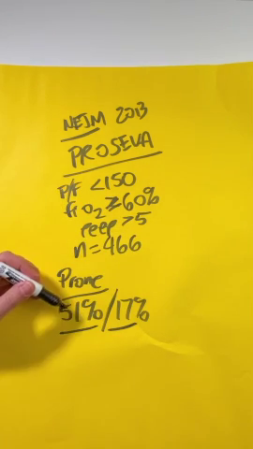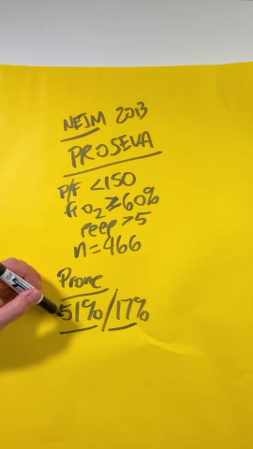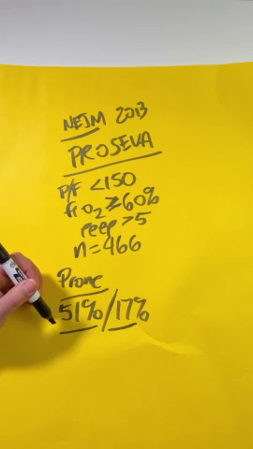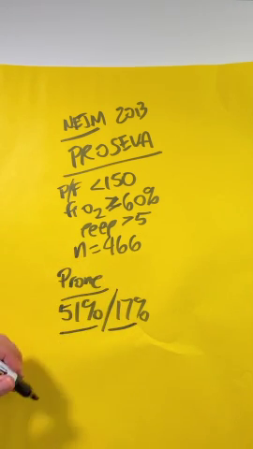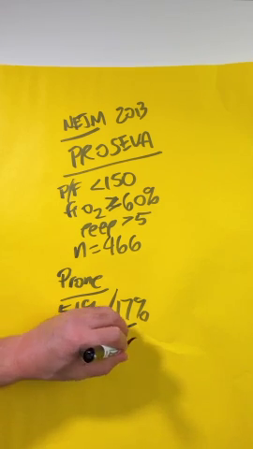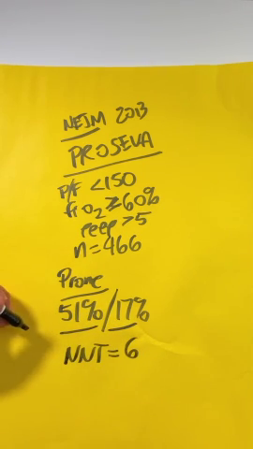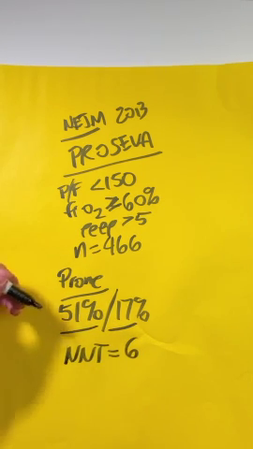What they found was the prone group had a 51% relative reduction in mortality or a 70% absolute reduction in mortality when compared to the supine group. The number needed to treat is 6. And you might be saying, why aren't we proning all our patients? And that's a fair question to ask.